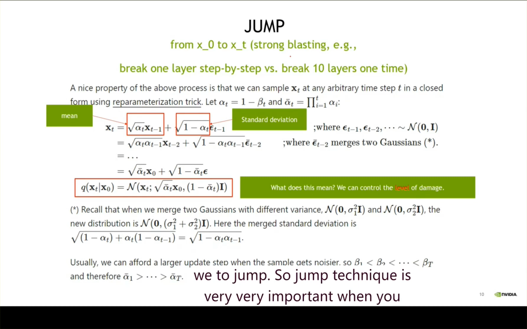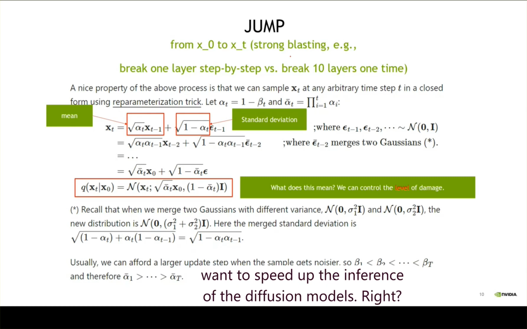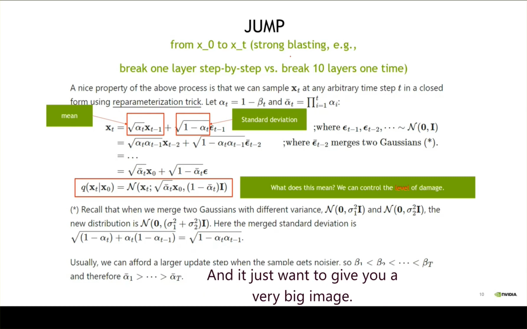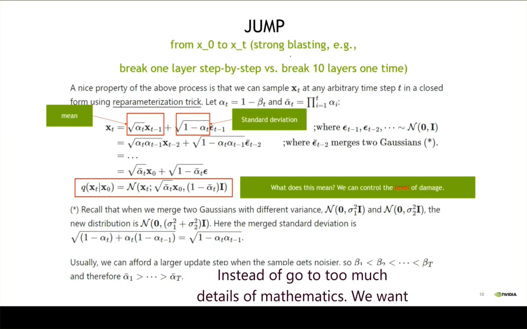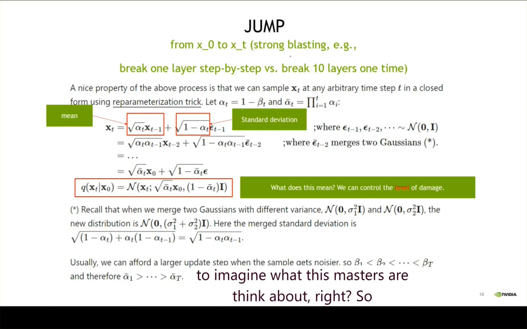So the jump technique is very, very important when you want to speed up the inference of diffusion models. I just want to give you a big picture. Instead of going into too many mathematical details, we want to imagine what these masters think about. Basically, the idea is to jump, to reconstruct 100 layers of the building at one time.